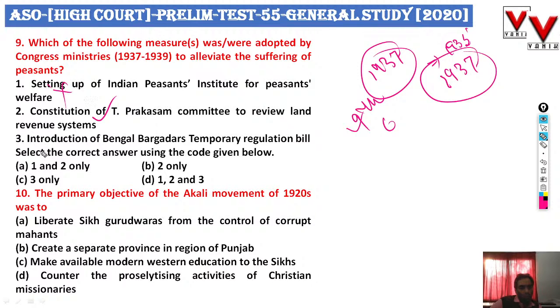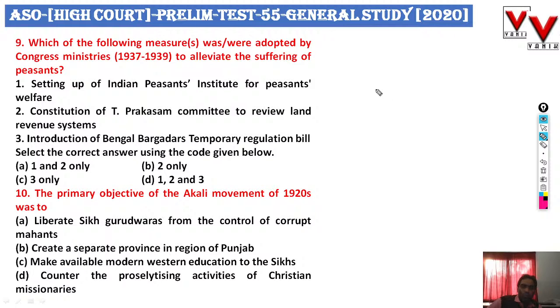So the second is correct. Third is introduction of Bengal Brigade's temporary. This is also wrong. So the right answer is going to be two only, which is B. The ninth right answer is two only. So that is B. The ninth correct answer is B. Now we are going to proceed further, and we are going to discuss the next question. That is the 10th question.